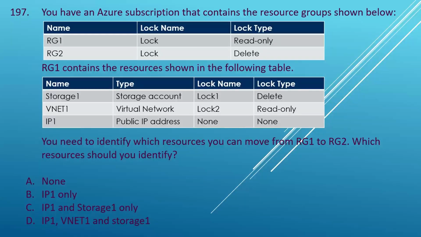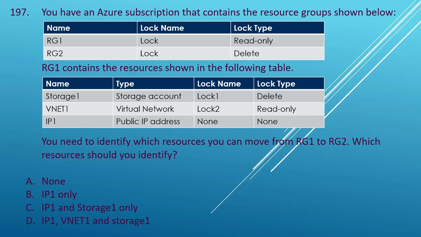This is question number 197 of the series. You have an Azure subscription that contains the resource groups shown below. You have two resource groups, basically with the name of RG1 and RG2. Both of them have a lock applied. RG1 has a read-only lock applied, and RG2 has a delete lock applied.